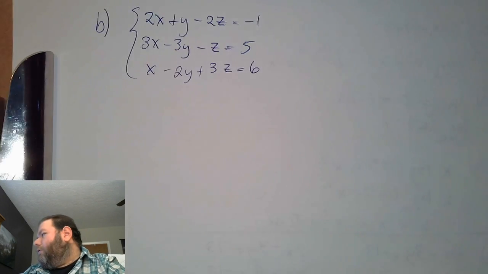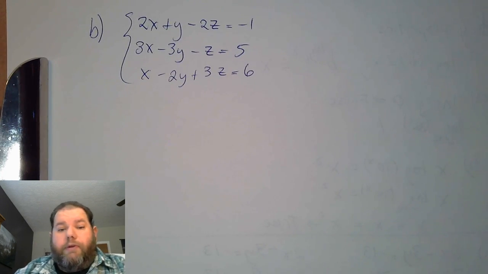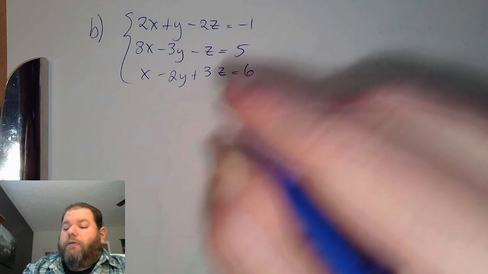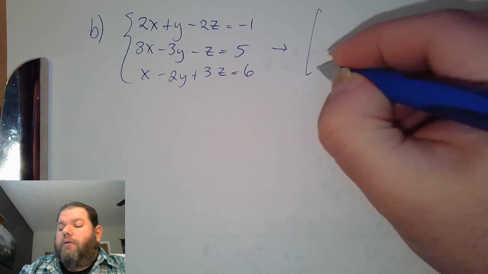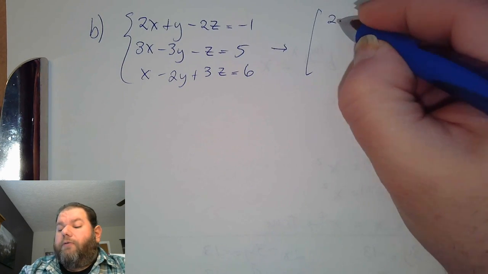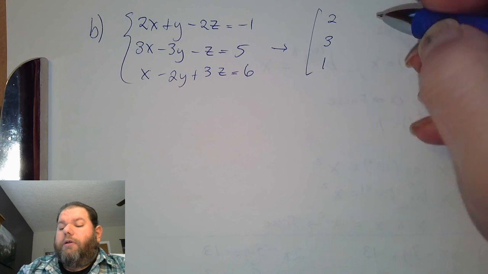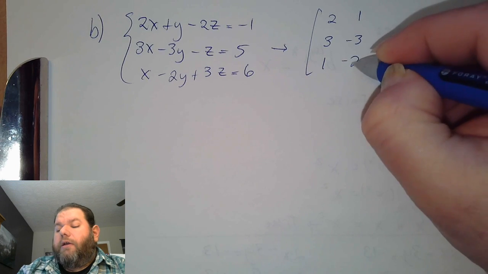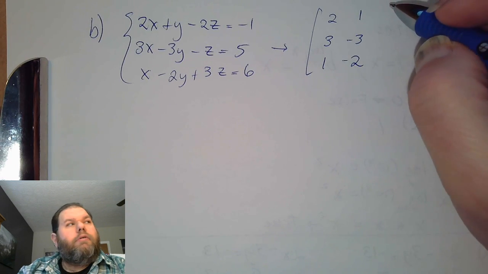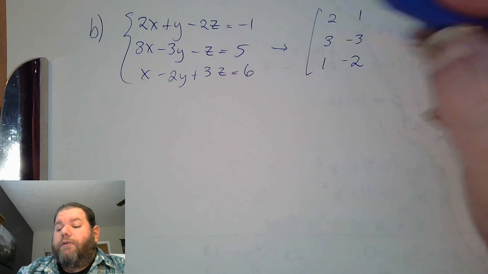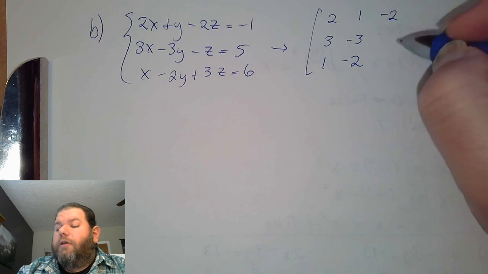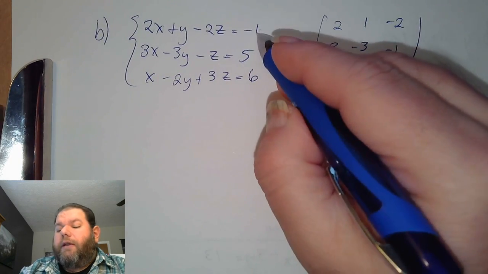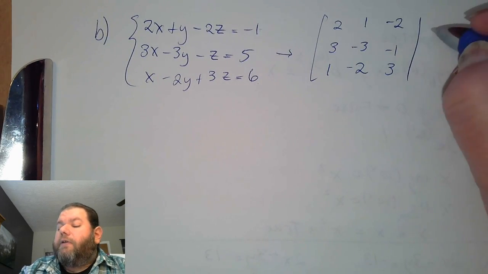Okay. First thing we want to do here is convert this into an augmented matrix. So for the x's, we have 2, 3, and 1. Our y coefficients are 1, -3, and -2. Our z coefficients are -2, -1, and 3. And our answers on the right, -1, 5, and 6.